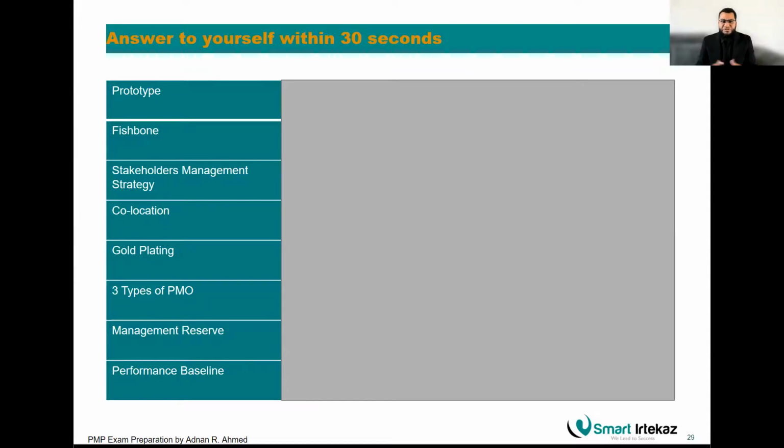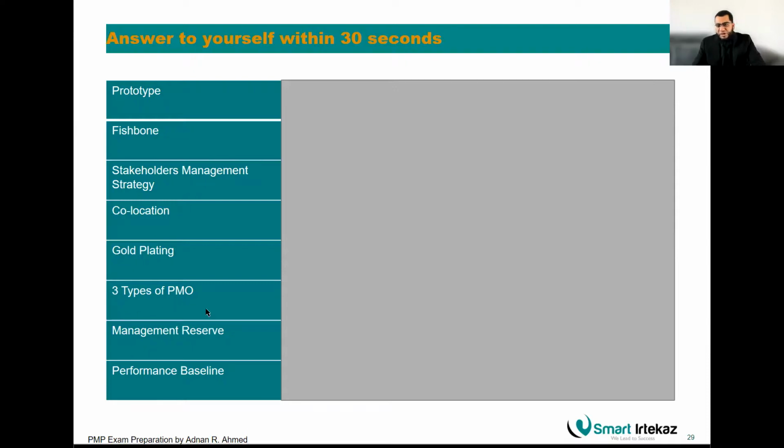We already understand the stakeholder management. So you put up a strategy: how to use stakeholders, where are you going to engage them? Co-location is where, in times of planning, you bring in different people from different areas in one location. So that's called co-location. Gold plating: once you define the scope, if you do anything extra, that's called gold plating.